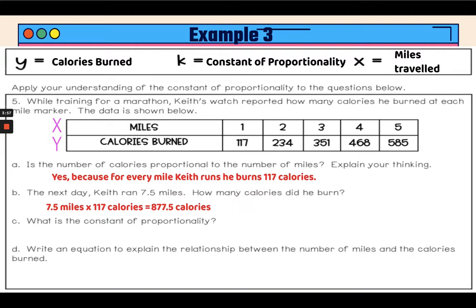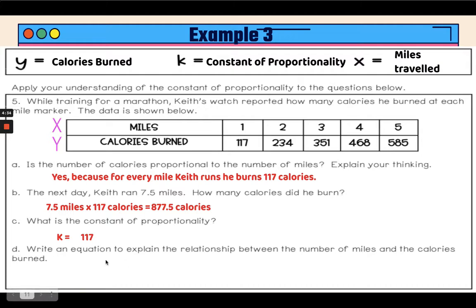All right, so what is our constant of proportionality? What is our unit rate? Right here. K equals 117. Yes, for every 1 mile, he burns 117 calories. When he inputs 1 mile, he burns 117 calories. And then getting a little spicy, let's write an equation for this. And eventually we're going to learn how to graph these equations. So getting a good understanding of how to write the equation will help us graph it later.